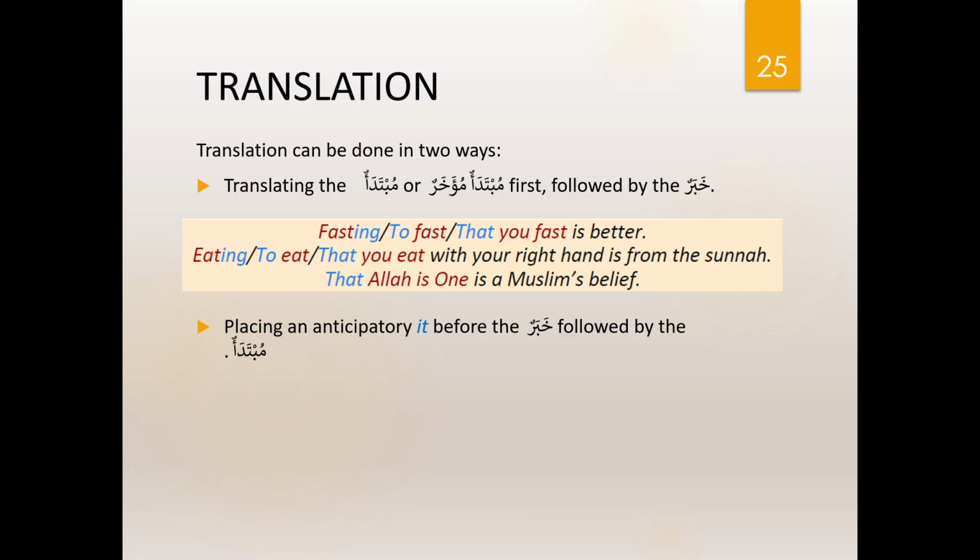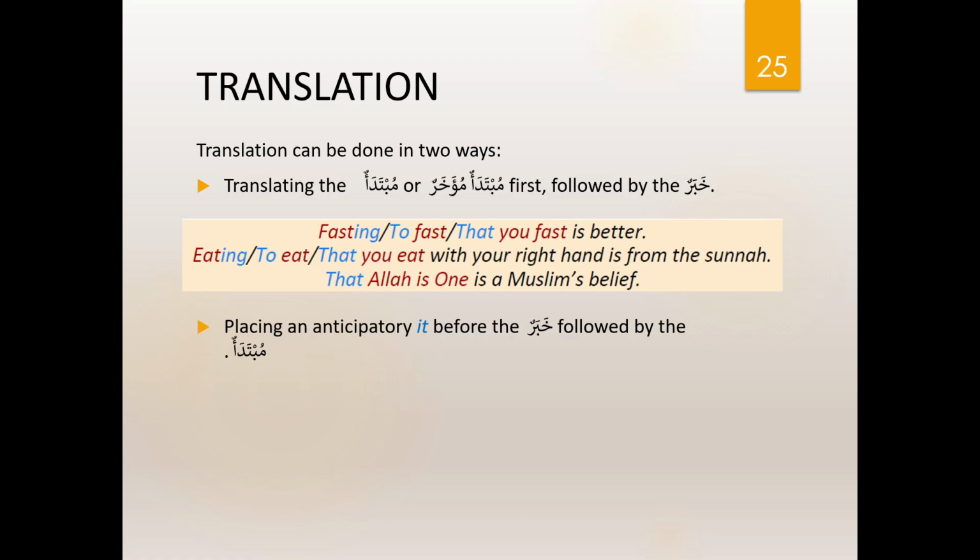Before the khabar, followed by mubtada. So placing an anticipatory it before the khabar followed by the mubtada. Now, what do we mean by this it? It's like when we're saying it's going to be a sunny day. So what's that it at the beginning of that sentence? Of course, we're looking at that it as the day itself. The day. But we said it first.